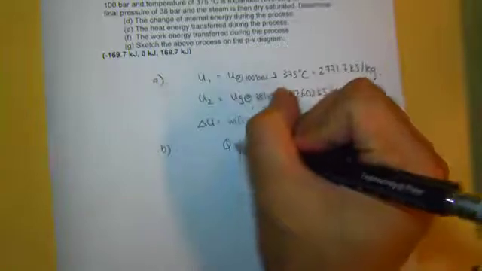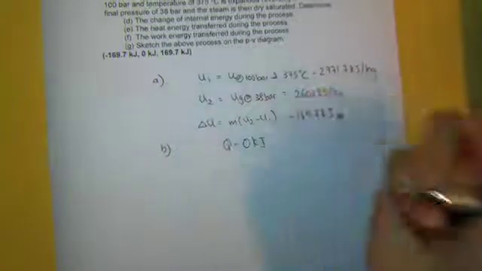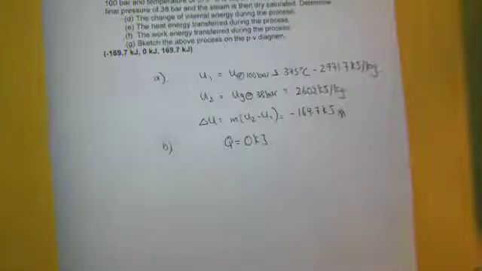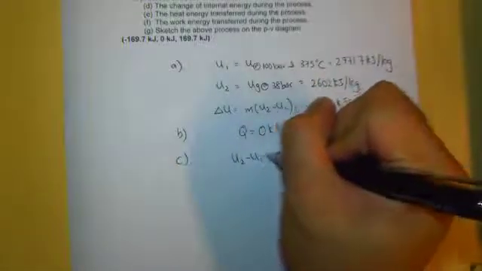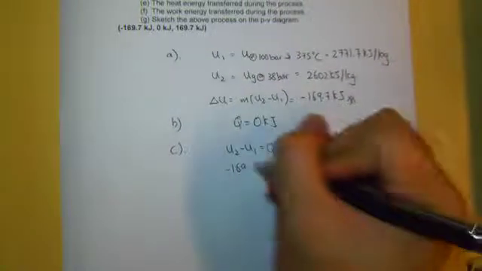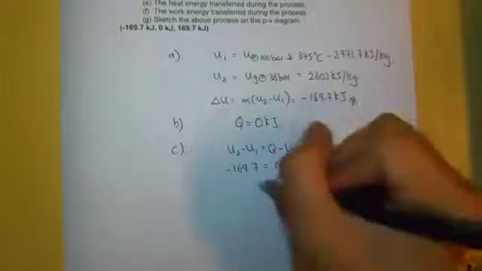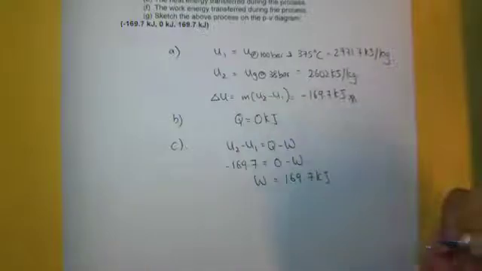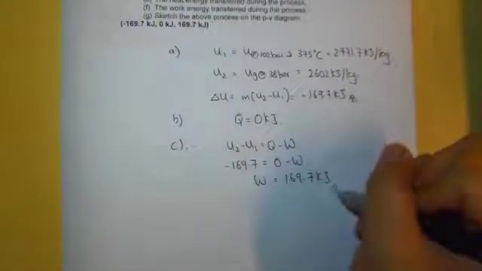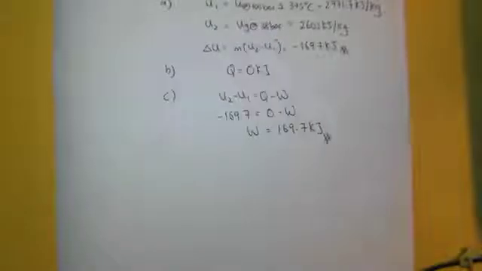Okay, B. What is the heat energy transferred? Since it's adiabatic, it must be 0. Take note, the keyword here is adiabatic, which means there is no heat transferred. C. The work energy, so again we will use our non-flow equation. So W will be 169.7 kilojoule. It's positive, which means it's work out. So this question is relatively simpler.